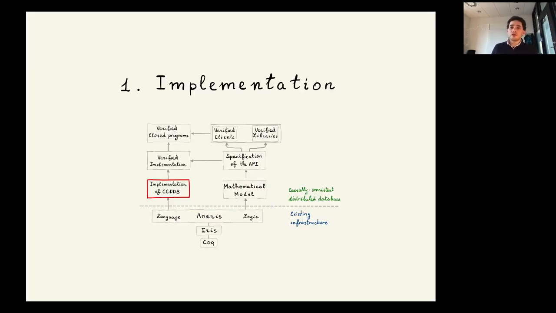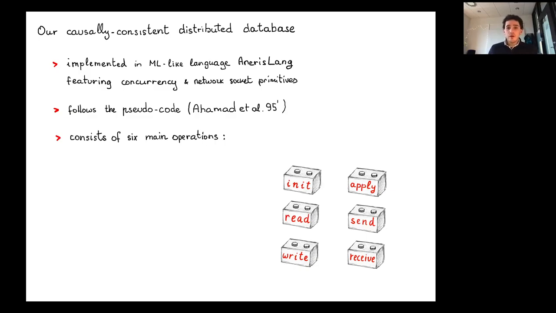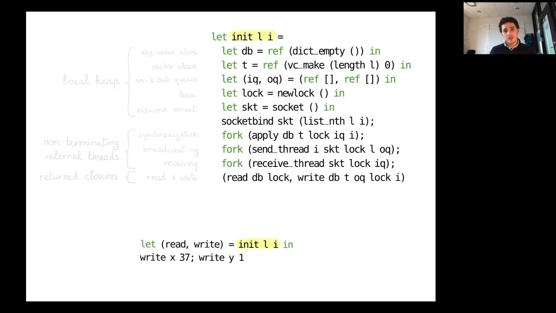Let's start with implementation, which will give us an insight into what the challenge was. We implemented causal memory as a distributed database in AnerisLang, a deeply embedded ML-like language that features concurrency and network socket primitives. Our implementation follows the original pseudocode from a seminal paper of Ahamad and others, and it works as follows. When the client initializes the ith replica, read and write operations are returned to the client.